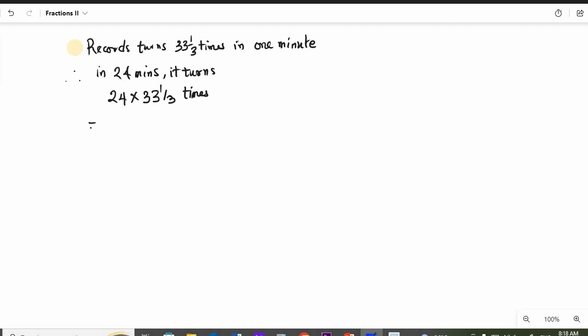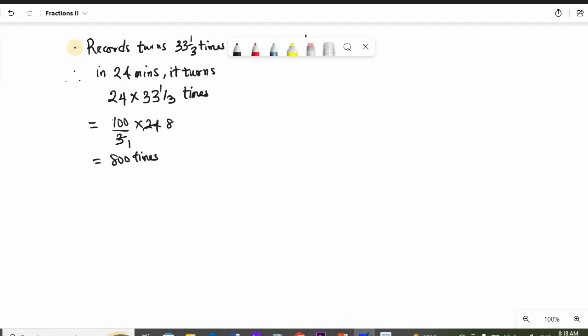So how do we do this? Now, if we express 33 whole number 1 over 3 as a single fraction, we get 100 over 3. So multiply 100 over 3 by 24. So we divide 3 here, 1, and 3 here, 8. So this gives us 800. So the answer is 800 times. Pretty easy, right? So we just clear our canvas for the next question.